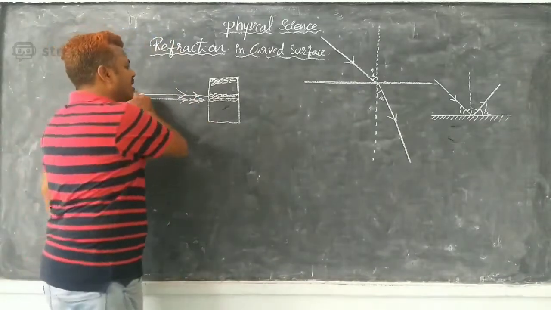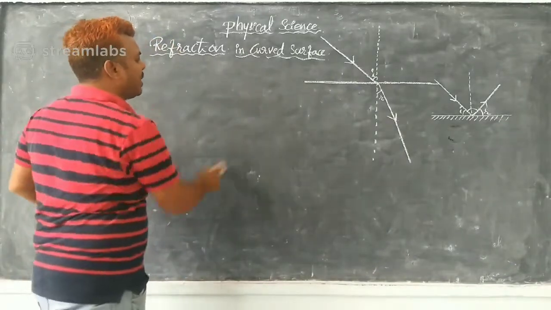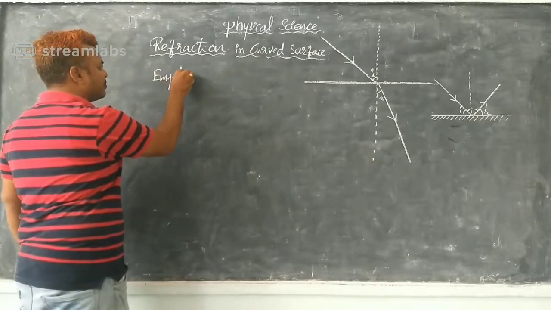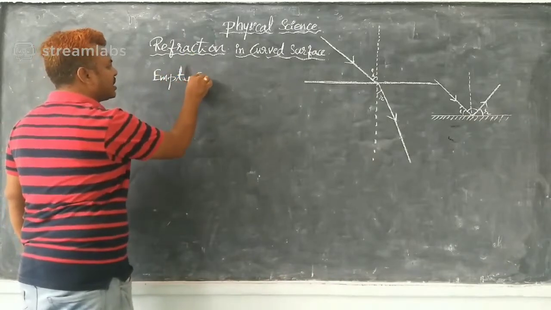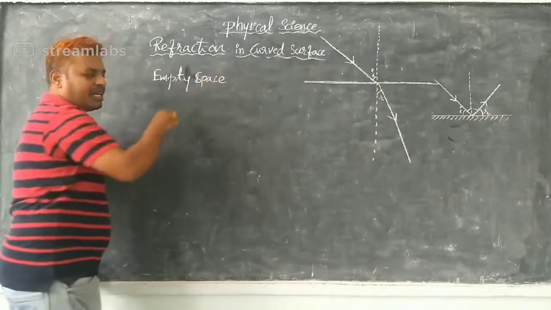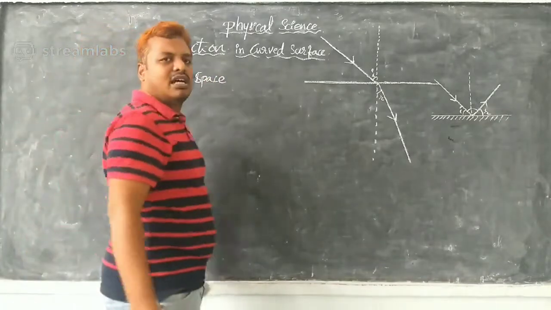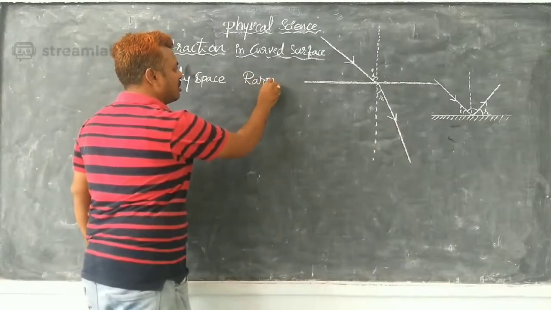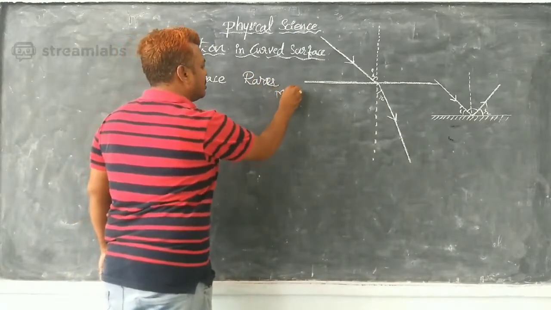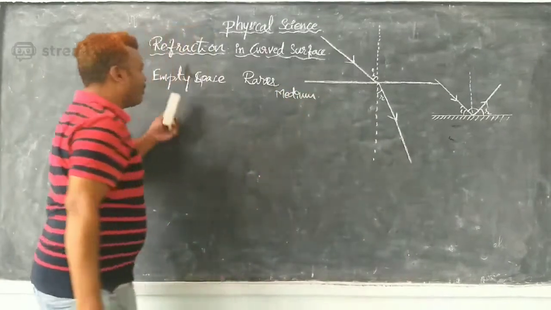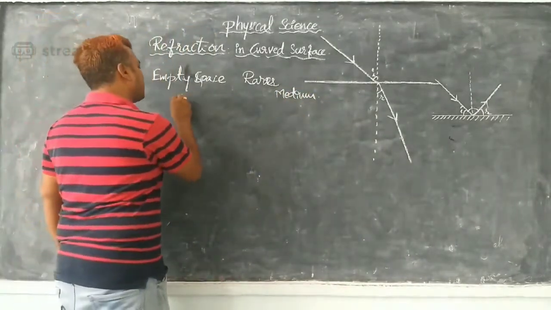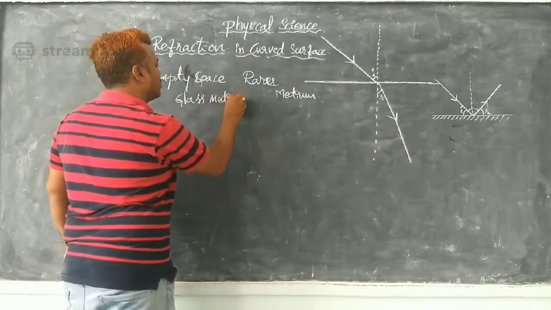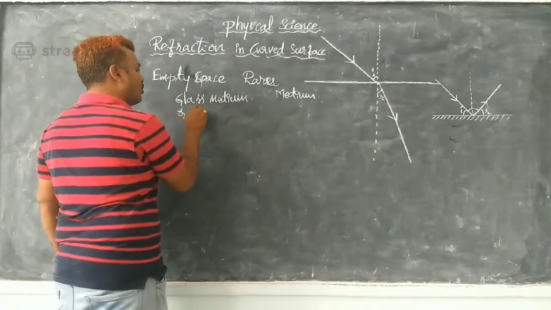So here we call it space, or empty space. Empty space medium is always a rarer medium. Compared to empty space, the glass medium or water medium is denser.